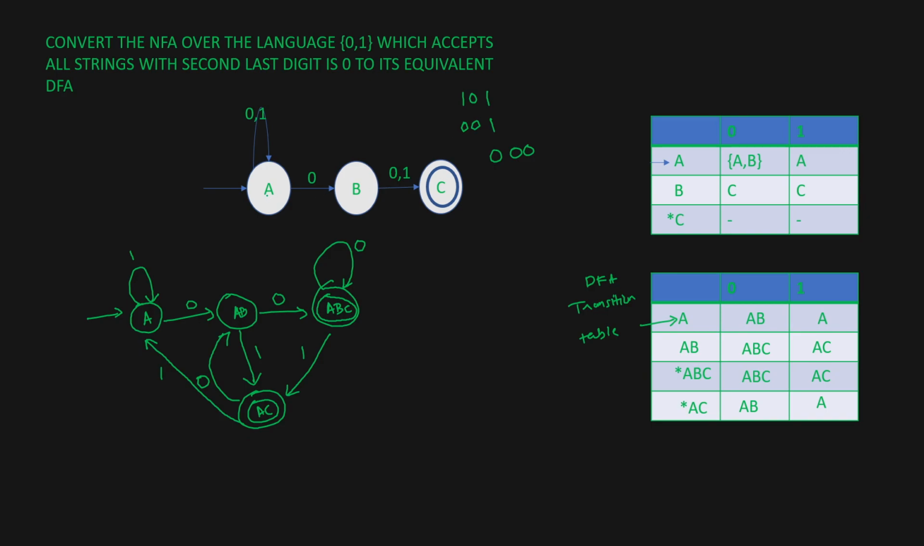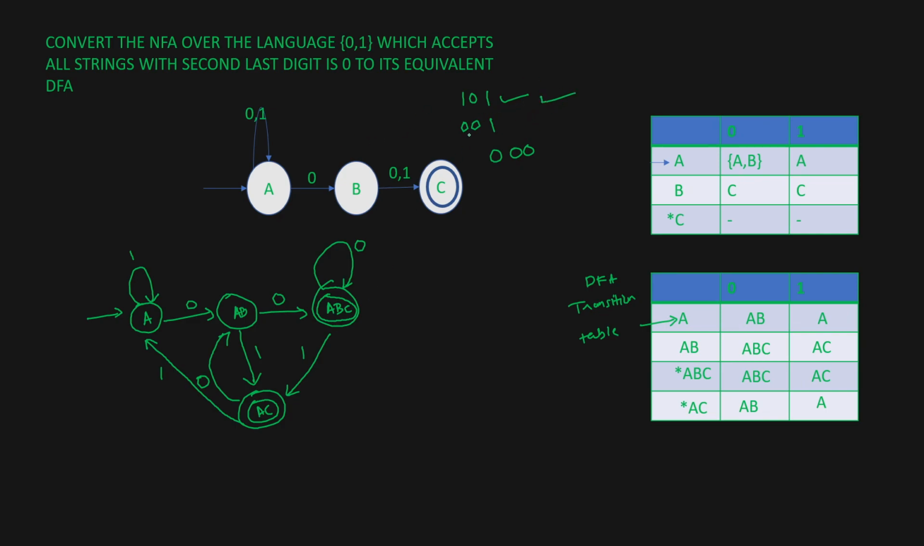Let's say you are in state A, you get input 1, you are in state A, then you get 0, you will go to state B, and over here you get input 1, you are going to go to state C. Is it a final state? Yes. So this string is accepted in the NFA. What about the DFA? You are in starting state A, you get input 1, you stay in state A, then you get input 0, you go to state AB. Over here you get input 1, you go to state AC. Is it a final state? So in the DFA also this string is accepted.